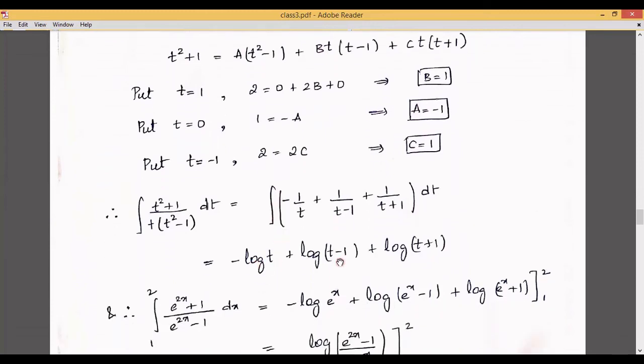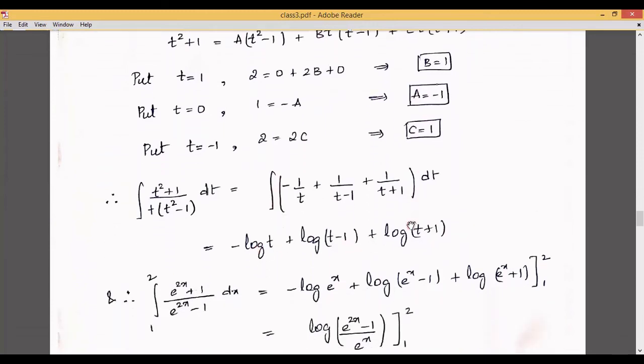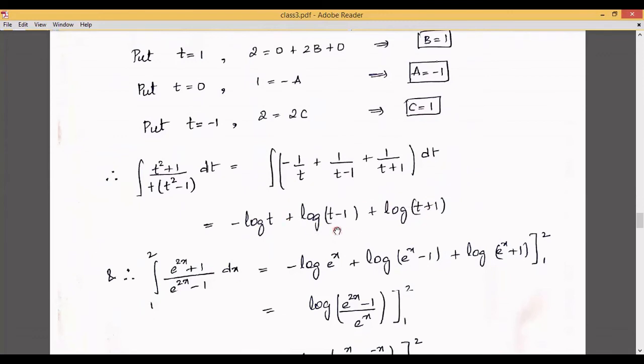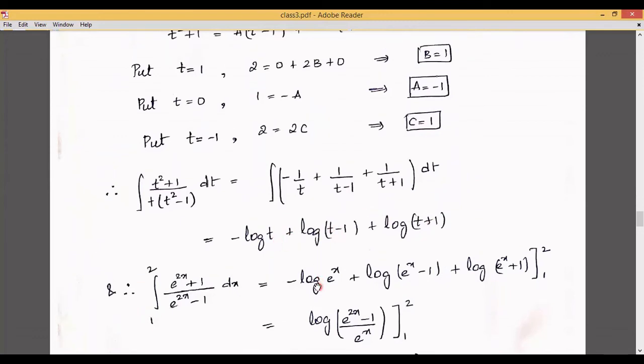So we'll get log of t minus 1, log of t plus 1. And I have used the same here. See here, I have written log e power x in place of log t, because the substitution taken for t was e power x. So wherever I have written t here, I have written e power x because the limits were for x. So I have written this t in terms of x. You can do it this way also. Whichever way is simpler, you adopt that method.